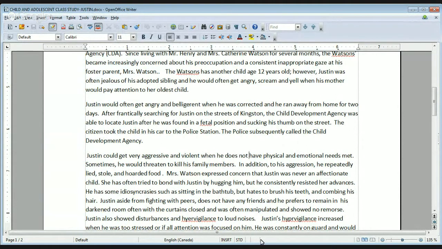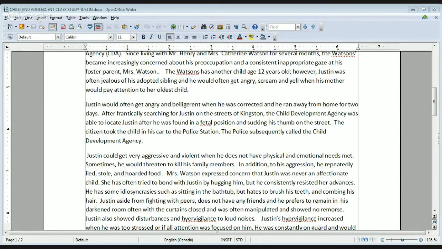Is this normal behavior? No, not when he gets angry and scream. So no, Dr. Mark. Why not? Why is it not normal? Because of the part that says he repeatedly lied, stole, and hoarded food. Normal behavior, children will lie from time to time, yes. But if he's doing it repeatedly, then that's when it becomes abnormal.